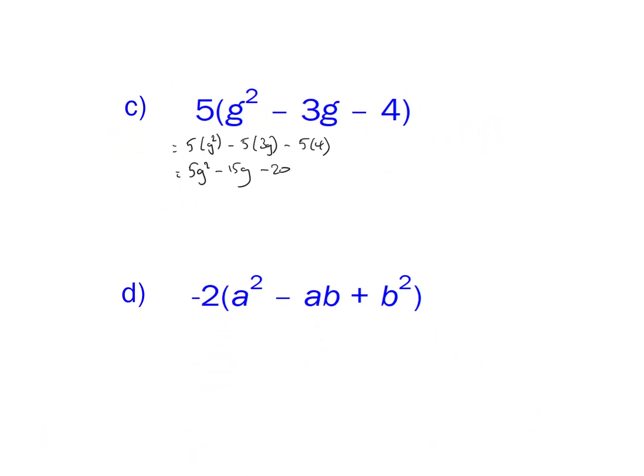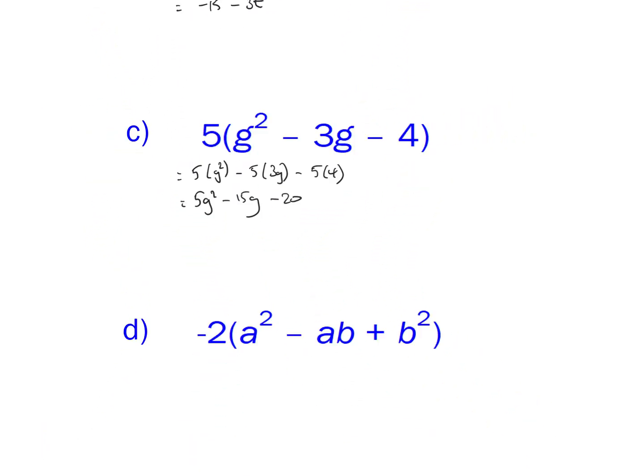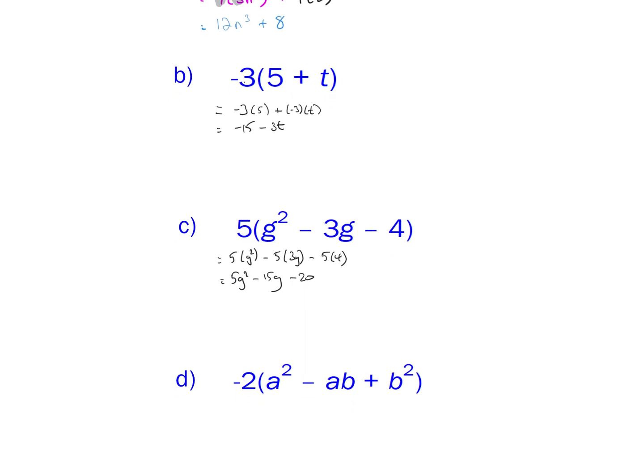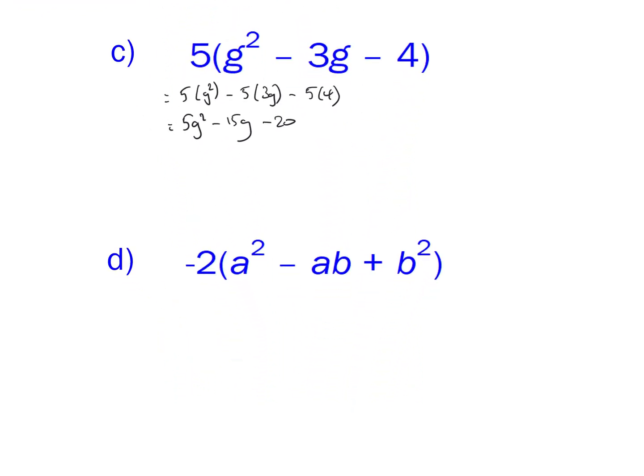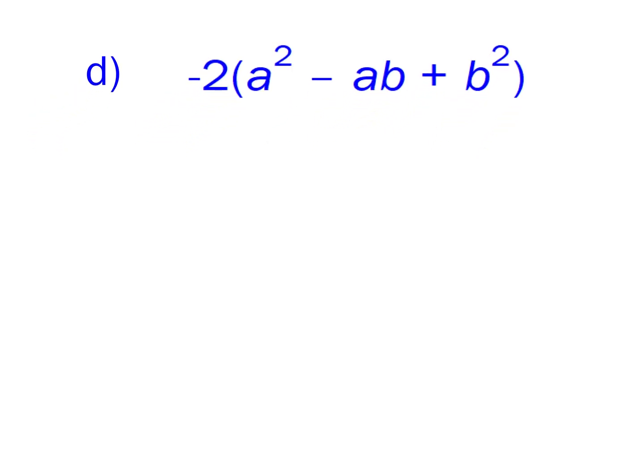Question D. Question D is interesting because, well, maybe it's not that interesting. I was going to say it's interesting because there's a negative, but we already did one with a negative. I guess it's a little interesting because we have a squareds, b squareds, and ab's. But anyway, this is going to be negative 2 times a squared minus negative 2 times ab, and then plus negative 2 times b squared.